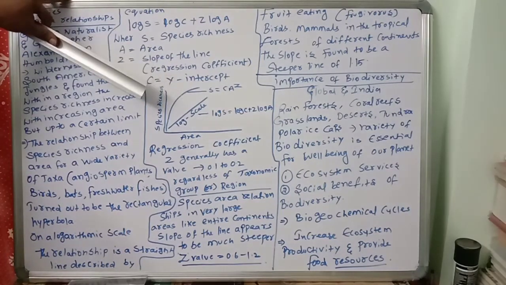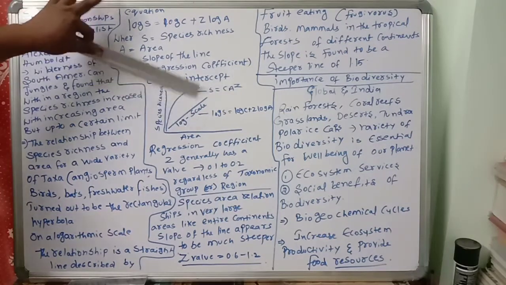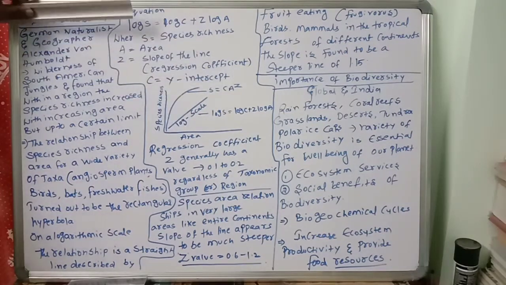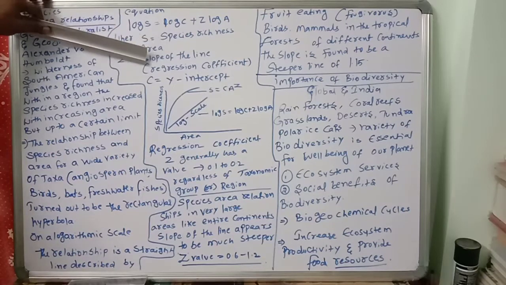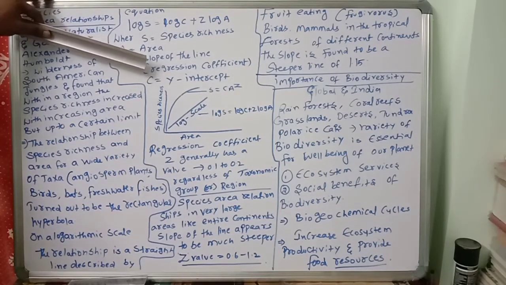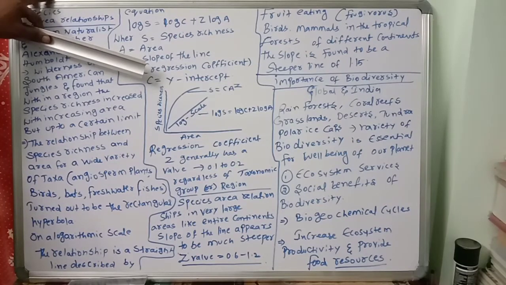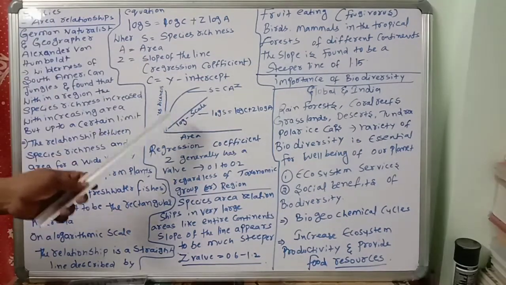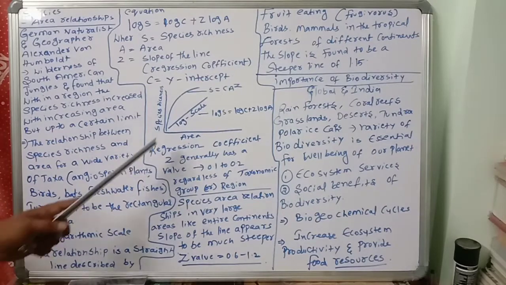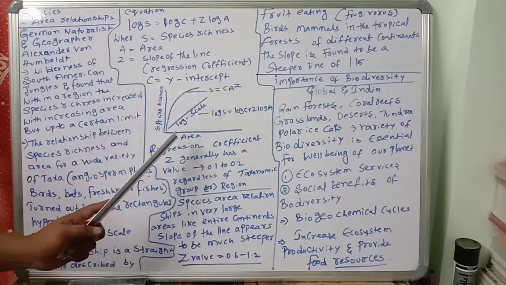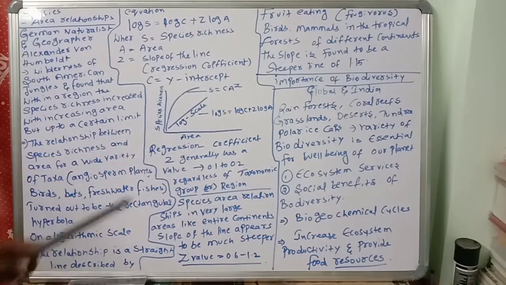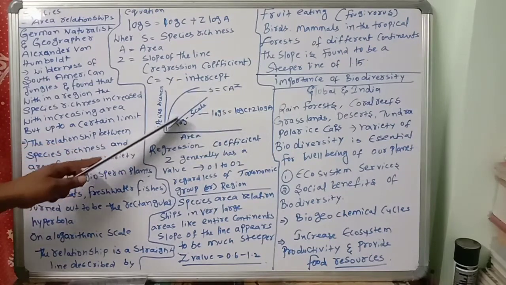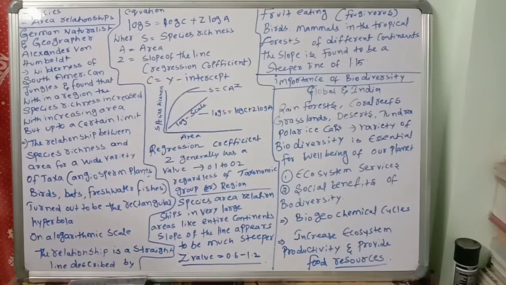Now you see, the line is like this. This equation you should remember: species richness, area, slope of the line, and Y intercept. These are the equation related information. Now species richness on this side, log like this. Species richness increasing, so area also increasing. When area is increasing, species richness also increases to a certain limit.